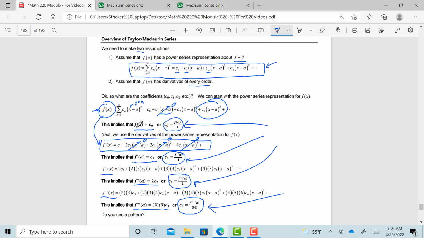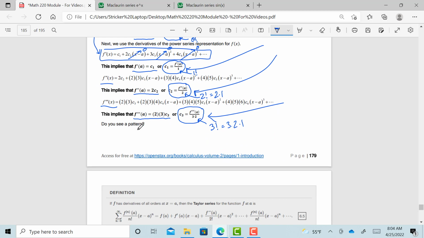And the next one we have c1, so n equals 1, and 1 factorial is 1. So this right here is 0 factorial. This is 1 factorial. The next denominator is 2 factorial, which means 2 times 1. The next denominator is 3 factorial, which means 3 times 2 times 1. And so what we basically have is that c sub n is equal to, and this might be a new notation, the nth derivative of f at a over n factorial.